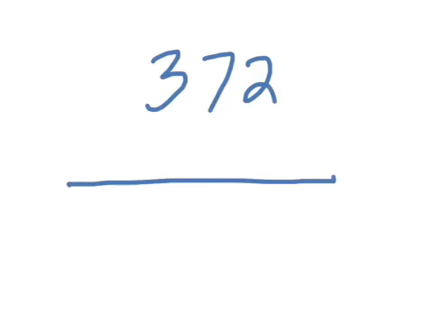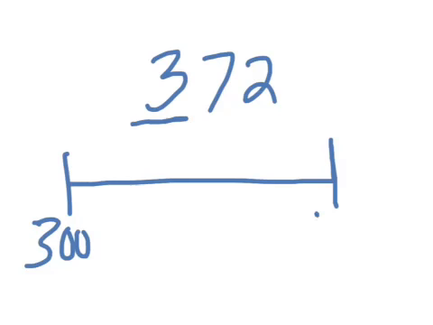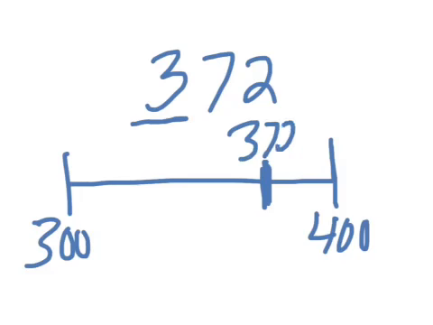We also can look at a number like 372. If we were rounding to the nearest hundred, we would look at our hundreds place and say it's either going to be 300 or 400. And most kids are able to figure out then that 372 is about here and it's closer to 400.